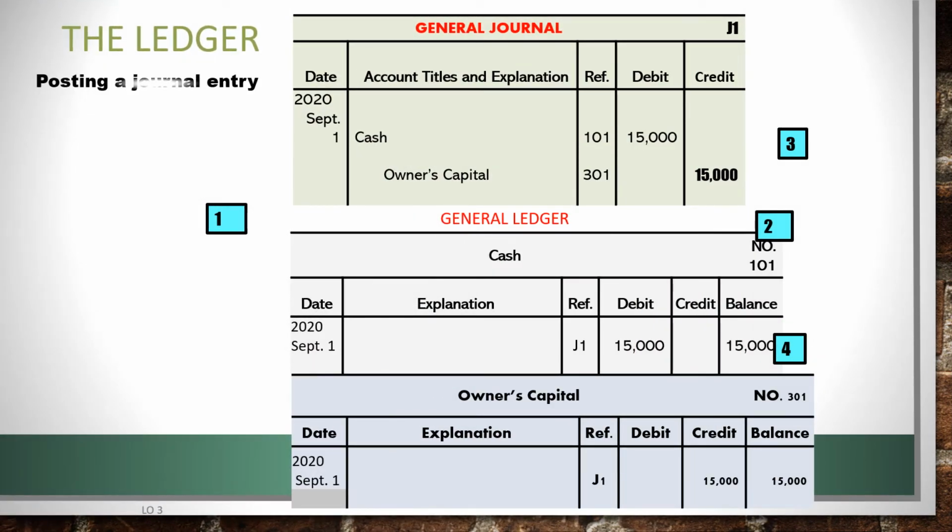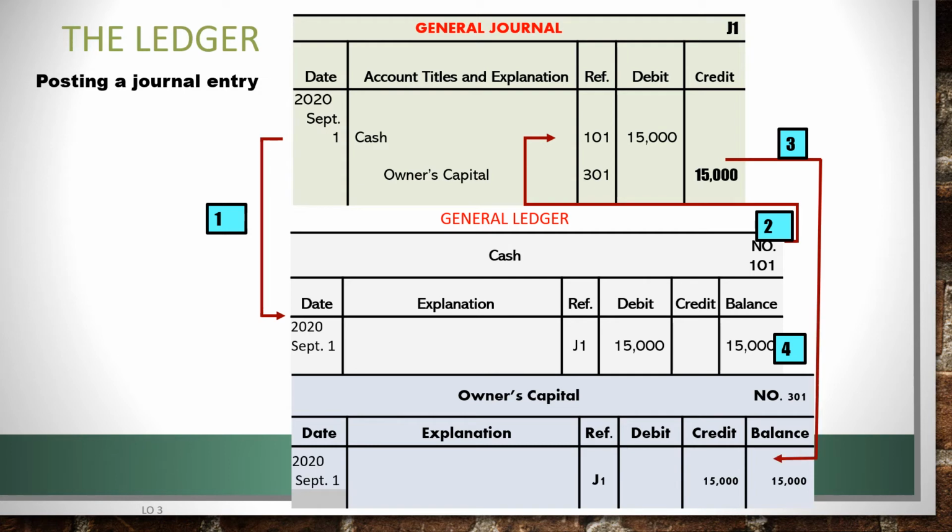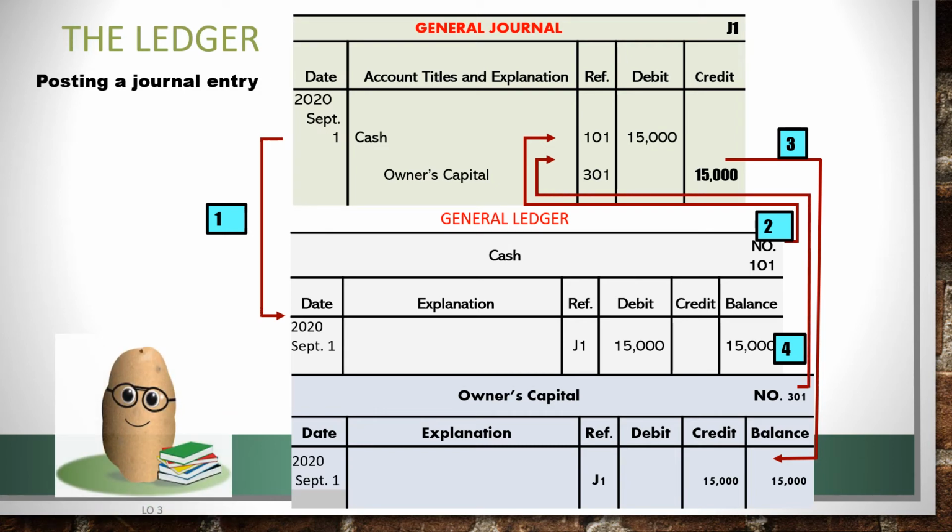Illustrations. Posting a journal entry. 1. Post to debit account, date, journal page number and amount. 2. Enter debit account number in journal reference column. 3. Post to credit account, date, journal page number and amount. 4. Enter credit account number in journal reference column.